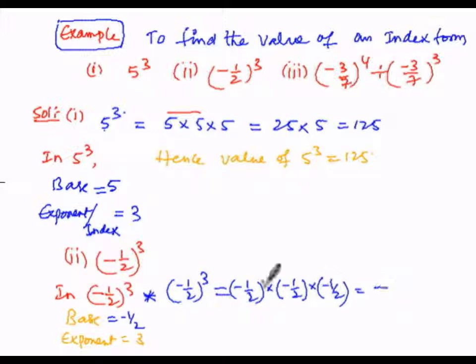Now multiplying numerators, 1 into 1 is 1 and into 1 is 1 in the numerator, divided by the denominators' multiplication, 2 into 2 is 4, and that result 4 must be multiplied with 2, 4 twos is 8. Therefore the value of minus 1 by 2 whole cube is equal to minus 1 by 8. Then now let us find the value of minus 3 by 7 whole power 4 divided by minus 3 by 7 whole power 3.